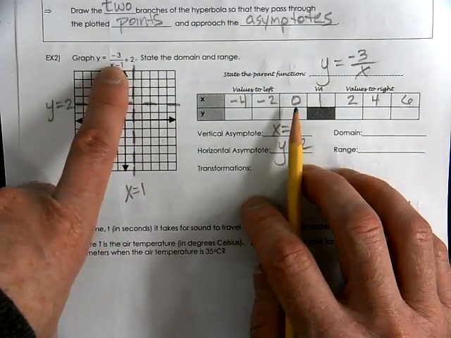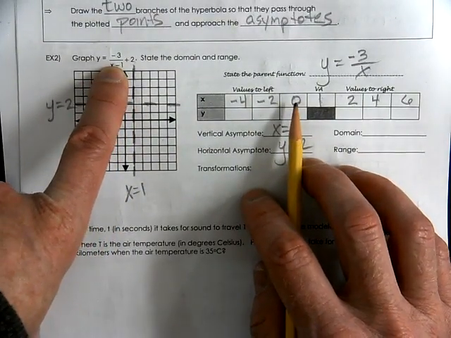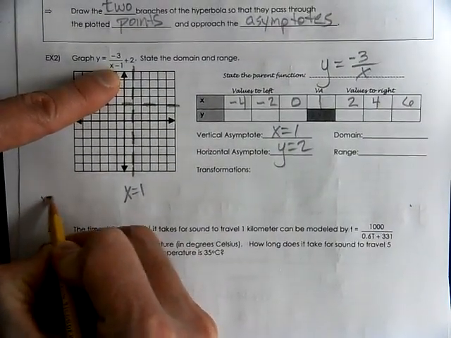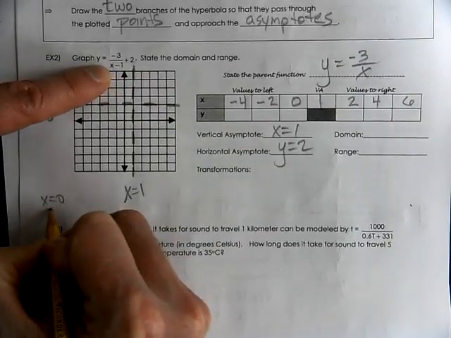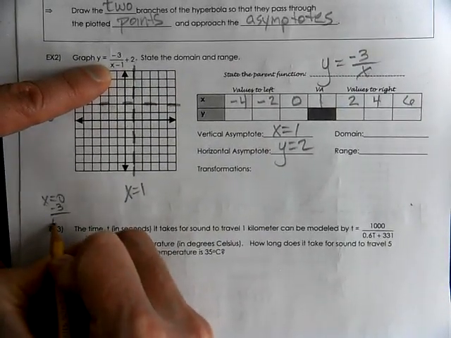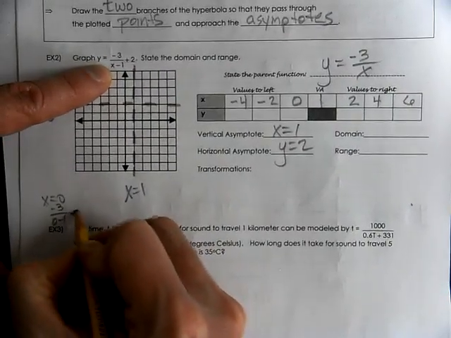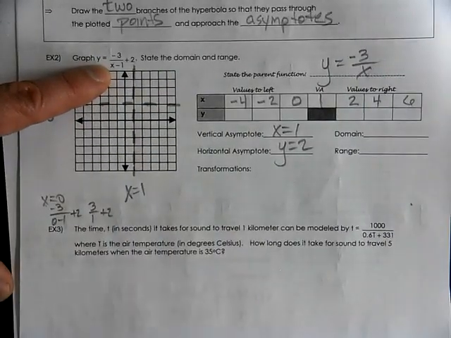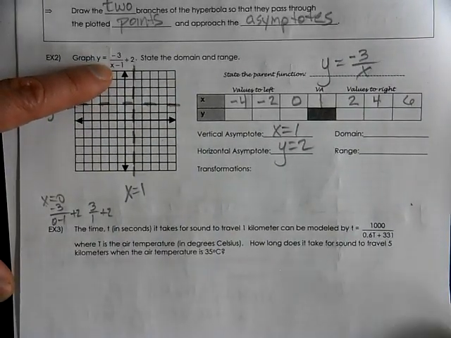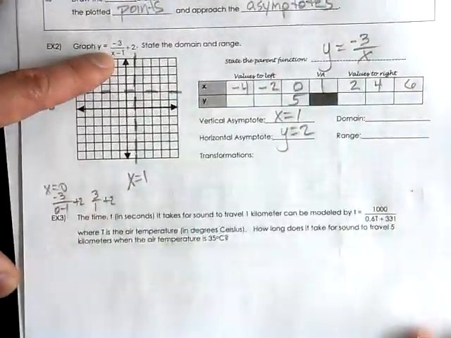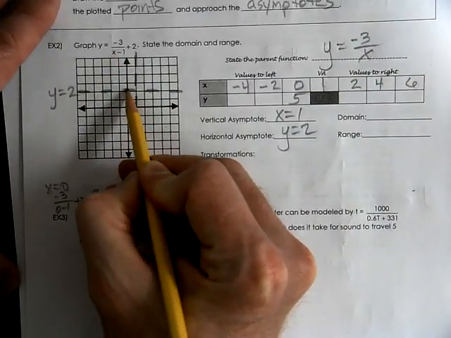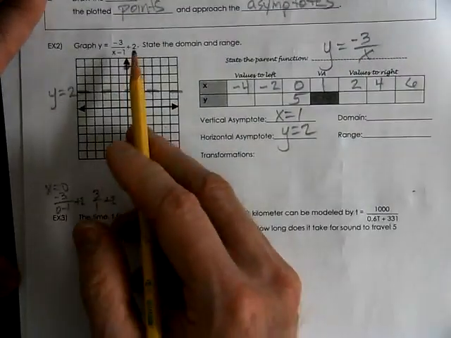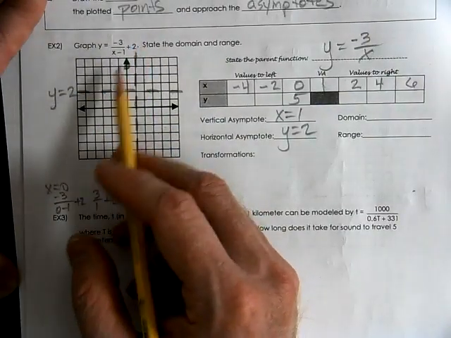So now we'll do our calculations. What happens when we put a 0 in here? When x equals 0, I get -3 over 0 minus 1, plus 2. That's 3 over 1 plus 2. What's that value? 5. So at 0, I'm going to be up at 5. That's not surprising. We're supposed to be in that quadrant, right?